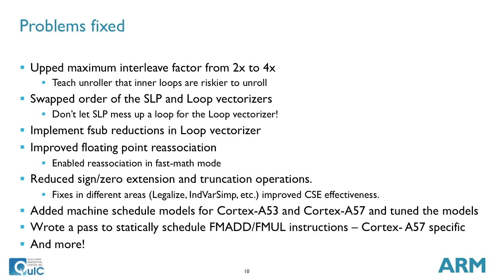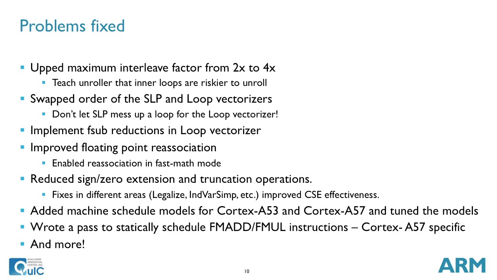We swapped the order of the SLP and loop vectorizers, and that took quite a bit of benchmarking to check that was a good thing to do. What we'd found was in quite a few loops, we had a loop that was SLP-able and loop vectorizable. And because the SLP vectorizer ran first, it messed up the loop for the loop vectorizer. And generally, if you can use both, the loop vectorizer will get you more benefit. So we swapped those around.